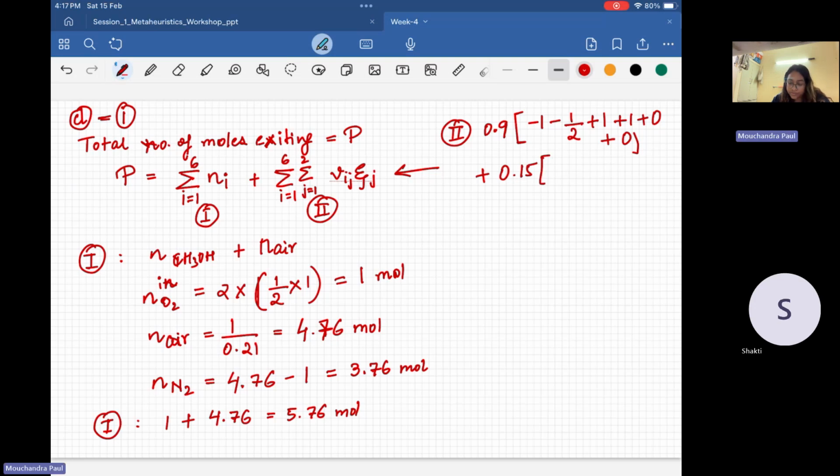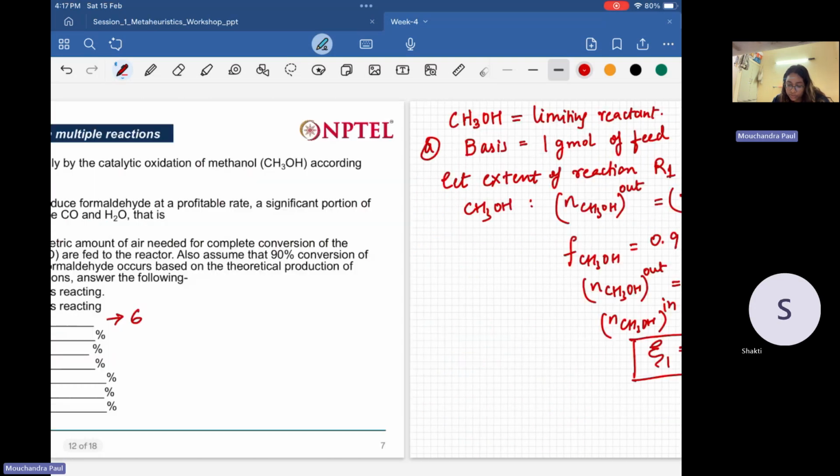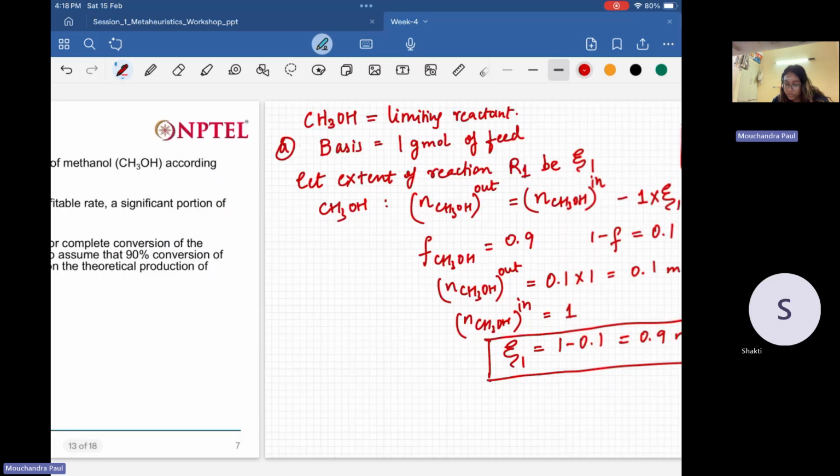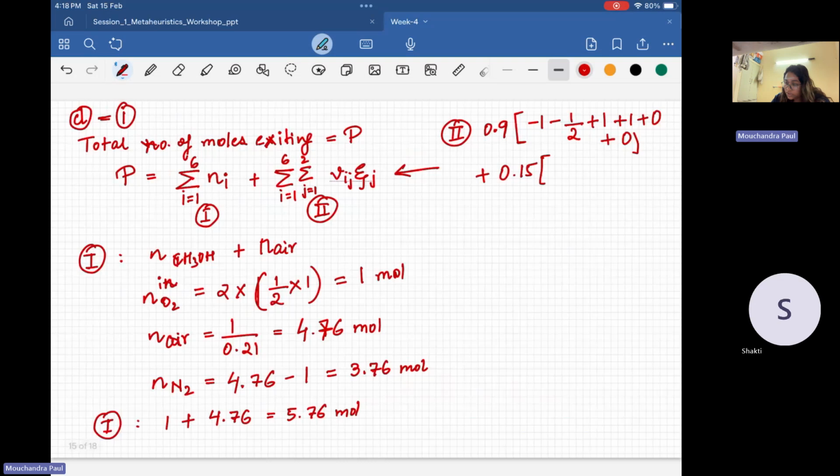And similarly, the stoichiometric coefficients for reaction 2 will be, for methanol, minus 1. Oxygen, it will be minus half. For CO, it will be 1. Water, it will be 1. For N2, it will be 0. And for methanol, it will be 0. Okay. So let's write it quickly.